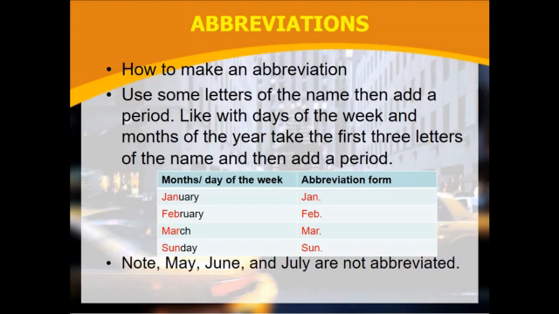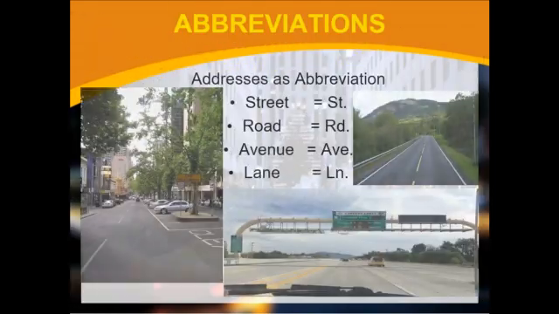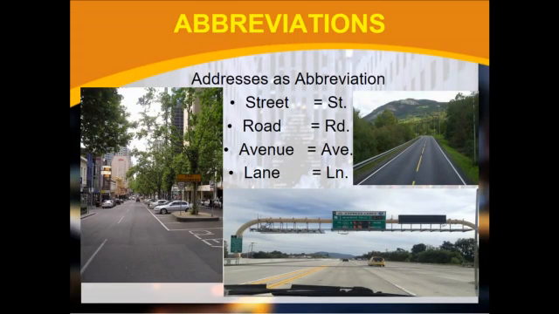Not all the months of the year can be abbreviated. Some of them do not follow this rule. Therefore, months such as May, June, and July are not abbreviated. This brings me to another point to look at.